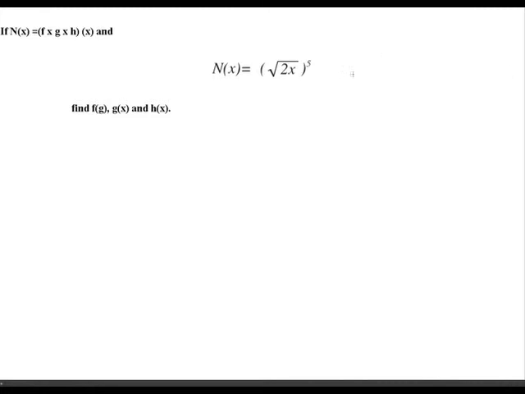I have this problem here. If n of x is equal to the composition of these three functions, f of g of h of x, and I know that n of x, this whole composition, is going to be equal to the square root of 2x to the fifth, I have to find f of x, g of x and h of x by decomposing the function, decomposition of the function.